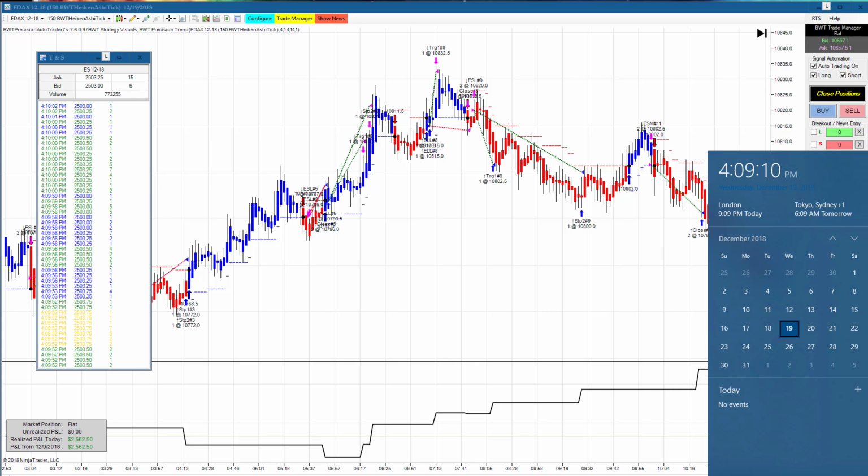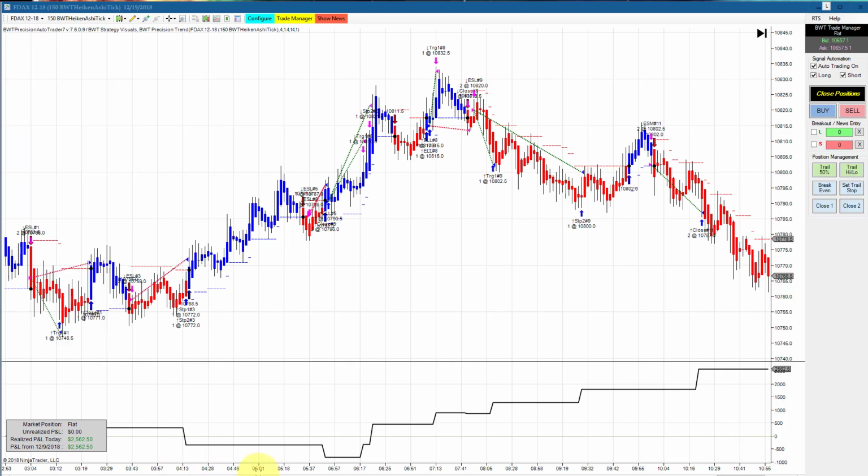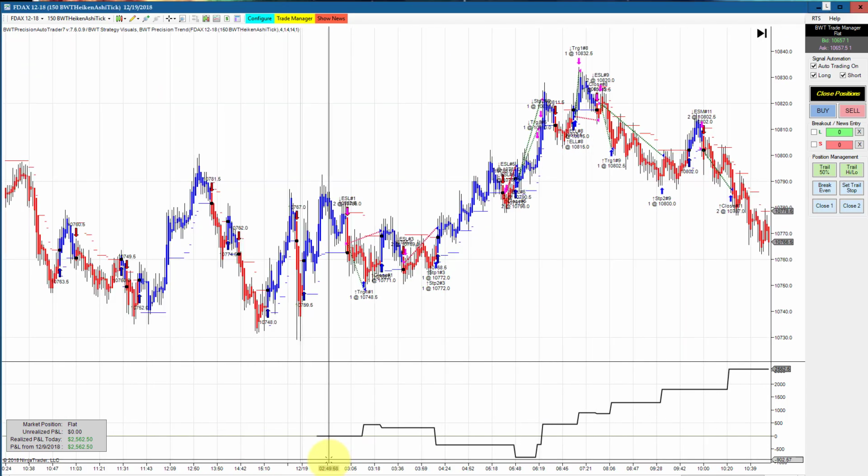Hello everyone, today is Wednesday, December 19th. It's 4:09 p.m. Eastern Standard Time. The futures markets just closed about 10 minutes ago. You can see my computer clock on my right. And on my left is the time and sales, the E-mini S&P closing at 2502.75. Quite a day today with the Fed announcement.